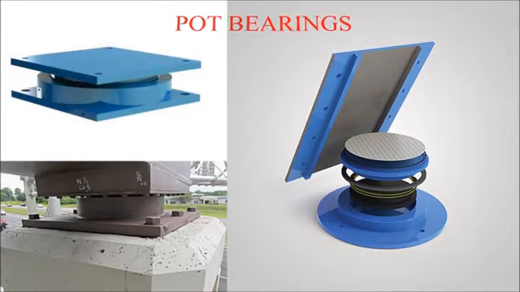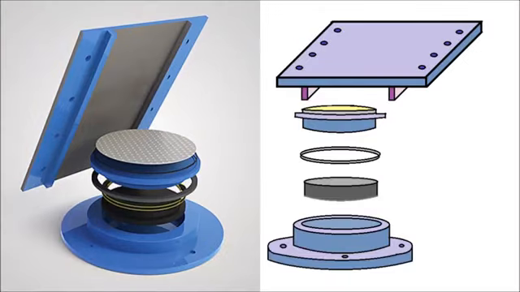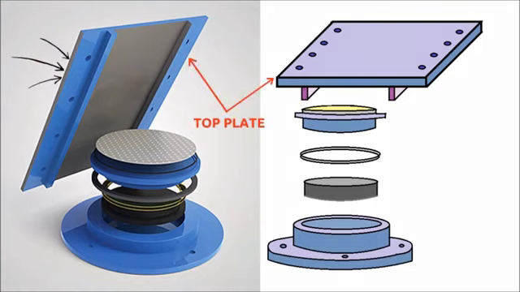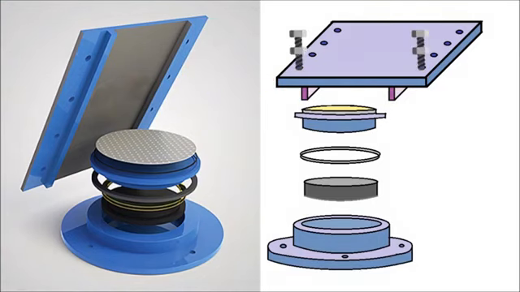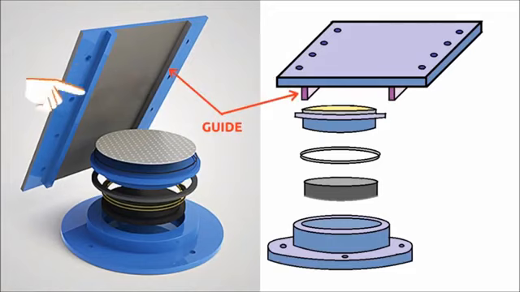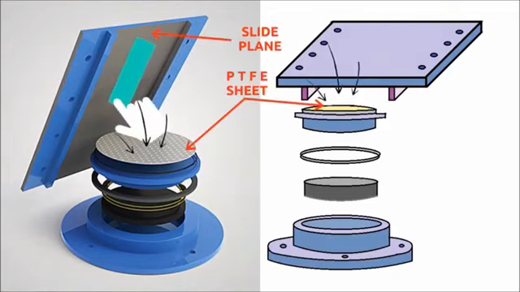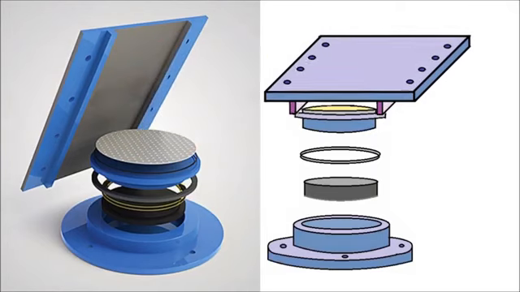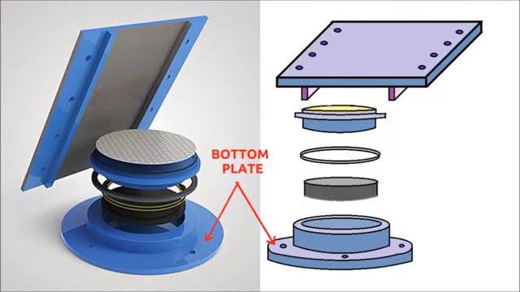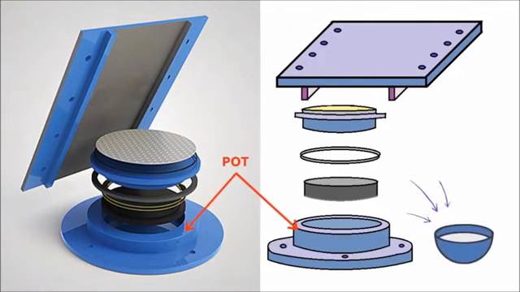Pot bearings are a combination of sliding bearing and elastomeric bearing. It allows three-dimensional movement in all directions. This is the top plate attached to the superstructure by bolting. This is the guide provided for guidance during sliding of the plate. And this is the sliding plate, which slides over the polytetrafluoroethylene sheet. This is the bottom plate anchored with the substructure. Here is the pot attached with the bottom plate.